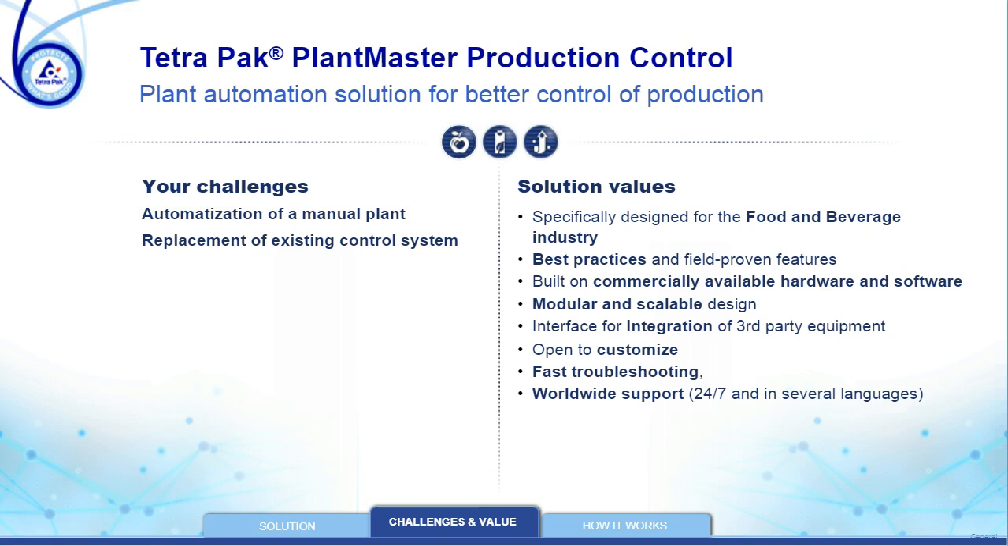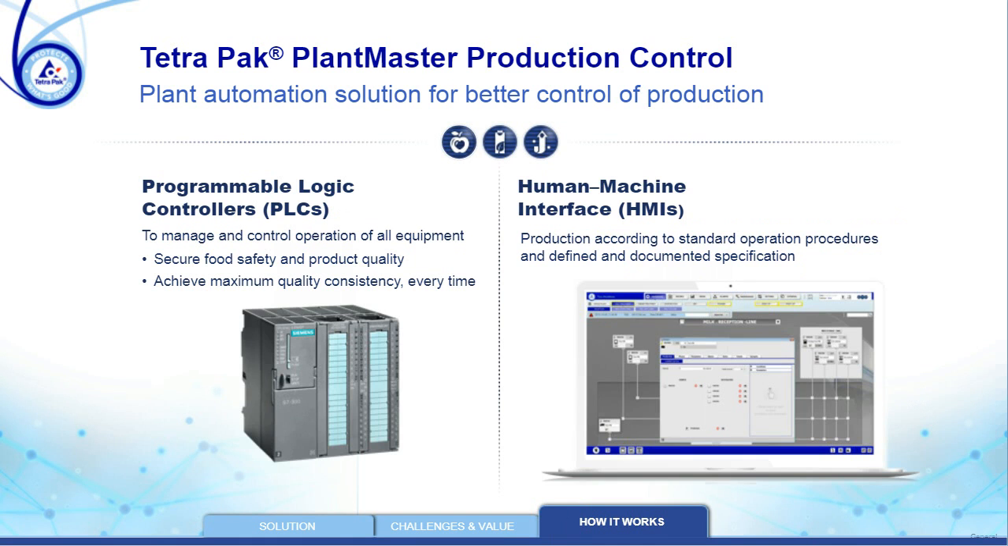You can get worldwide support 24/7. In case of any issues, our system specialists can remotely log into your site, and then they can troubleshoot and easily identify the problem. We also guarantee the life cycle of this software, and we can provide a training program for the customers and their suppliers. But how does it look? There are two parts in production control.